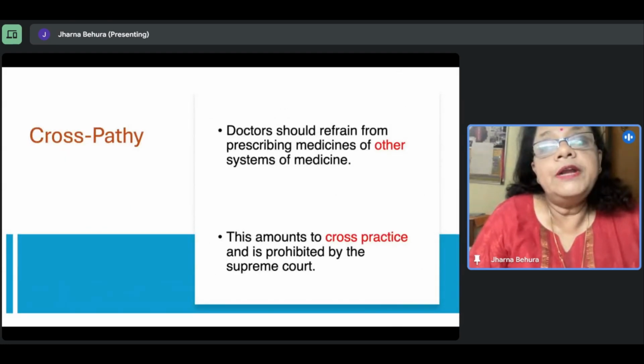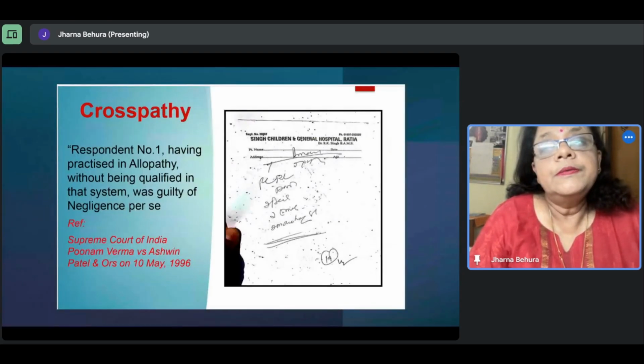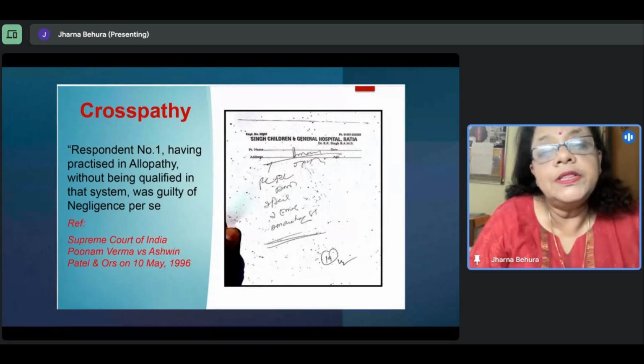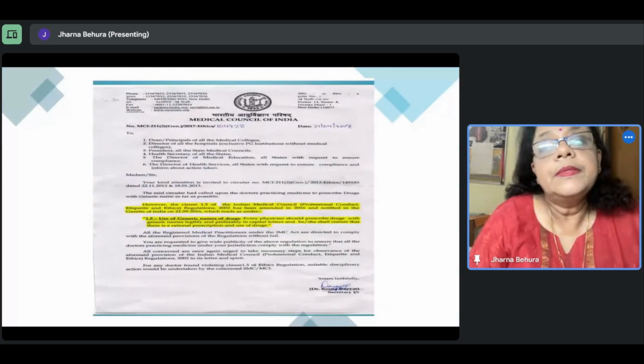Crosspathy. Doctors should refrain from prescribing medicines of other systems of medicine. This amounts to cross practice and is prohibited by the Supreme Court. This is a case of Poonam Verma versus Ashwin Patel. Here, the respondent number 1, having practiced in allopathy without being qualified in that system, was guilty of negligence per se.